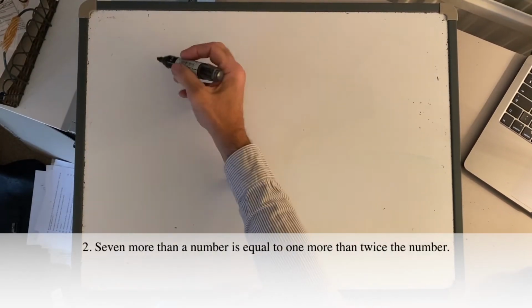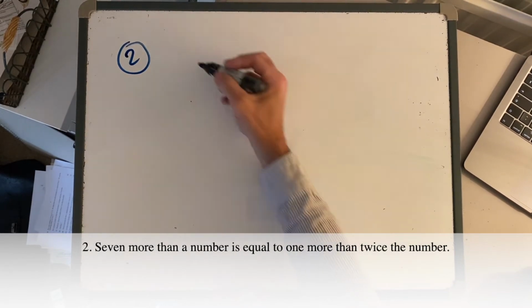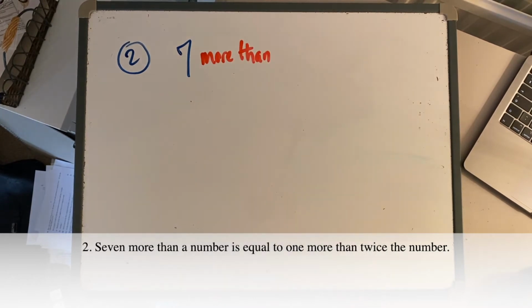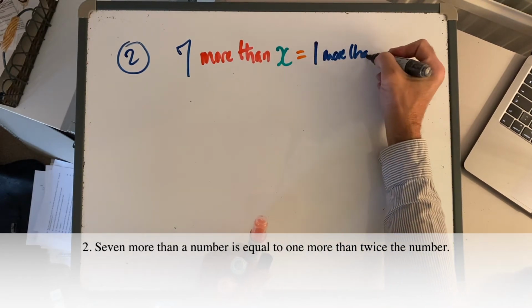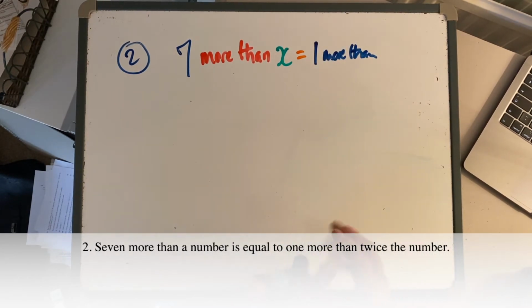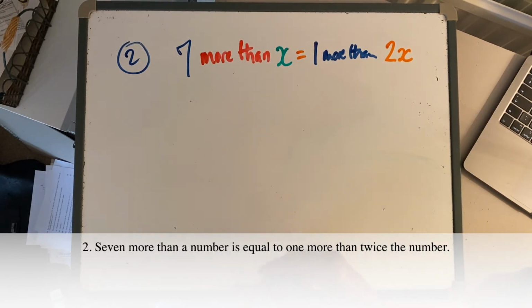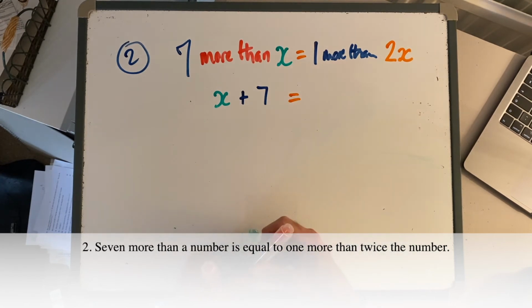Okay, question 2. So 7 more than a number. Remember what more than means. You've got to get into the language here. More than a number, so we call it x, that is equal to 1 more than twice the number. So twice the number, let's call it 2x. So we've got 7 more than a number, so let's get our number x, and we're going to add our 7, because that's what more than means, and that equals 1 more than twice the number. So I've got my 2x, and I want to add 1 to that, because it's 1 more than whatever this is.